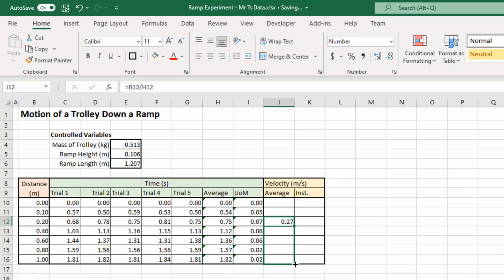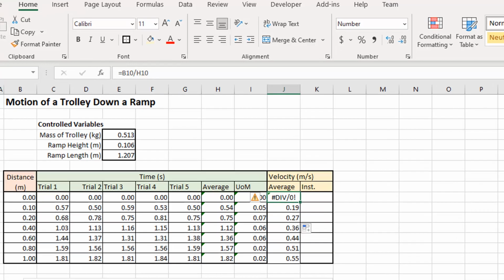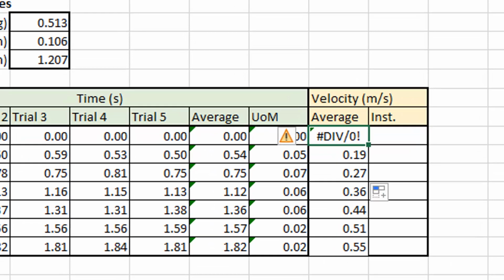And now again, I'm going to drag down and drag up. Okay, now it's got to divide by 0 there. That makes sense. It's trying to divide by 0, because if my time was 0, then it's trying to do a divide by 0. But we know, don't we, when the trolley was at the top of the ramp, just before we let it go, we know it had a velocity of 0 because we were holding it still. So I'm just going to type 0 in there for that top one.